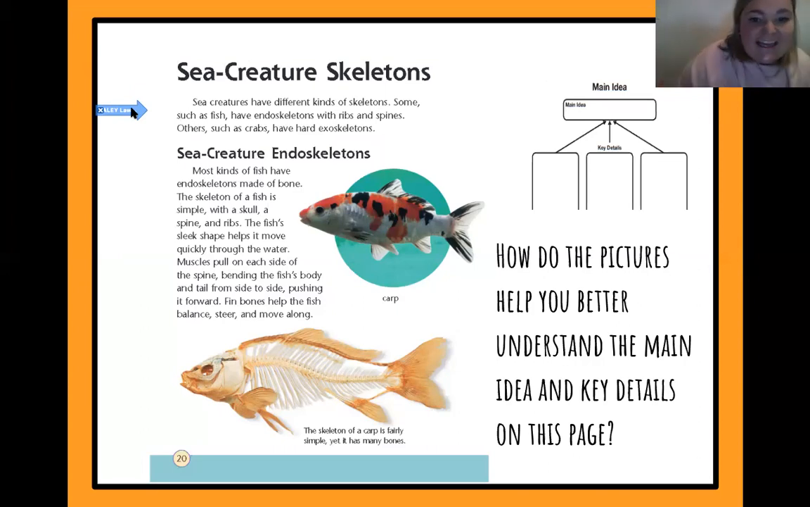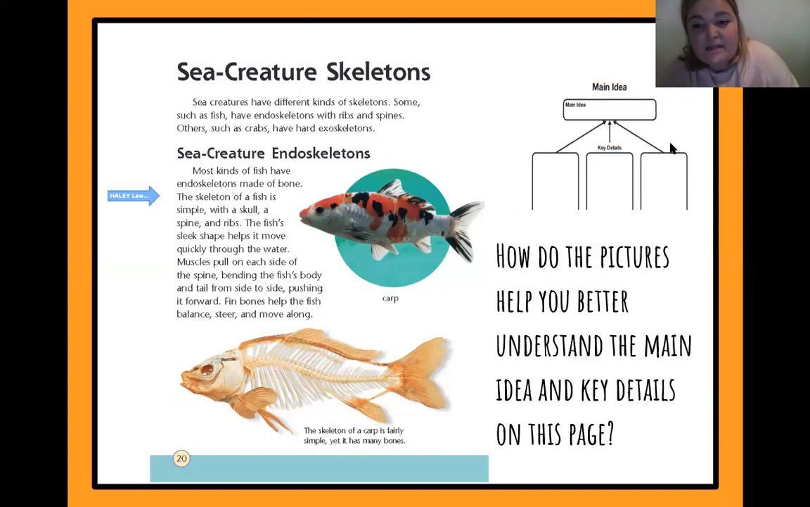Sea creature endoskeletons. Most kinds of fish have endoskeletons made of bone. The skeleton of a fish is simple, with a skull, a spine, and ribs. The fish's sleek shape helps it move quickly through the water. Muscles pull on each side of the spine, bending the fish's body and tail from side to side, pushing it forward. Thin bones help the fish balance, steer, and move along.